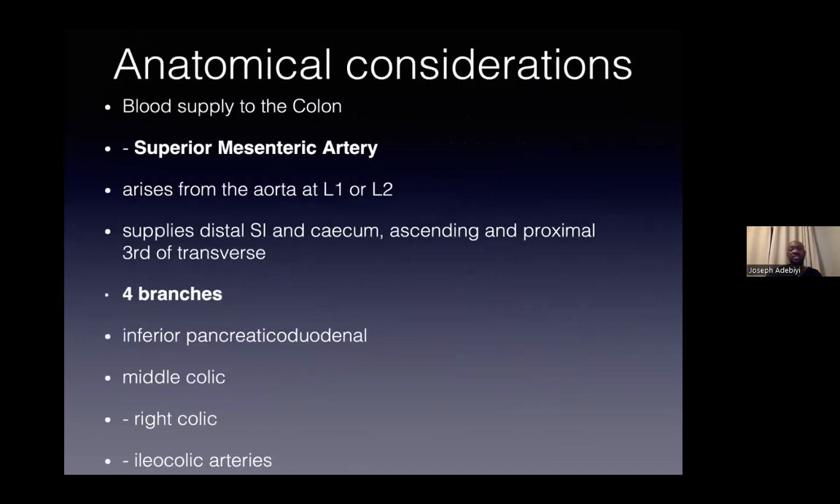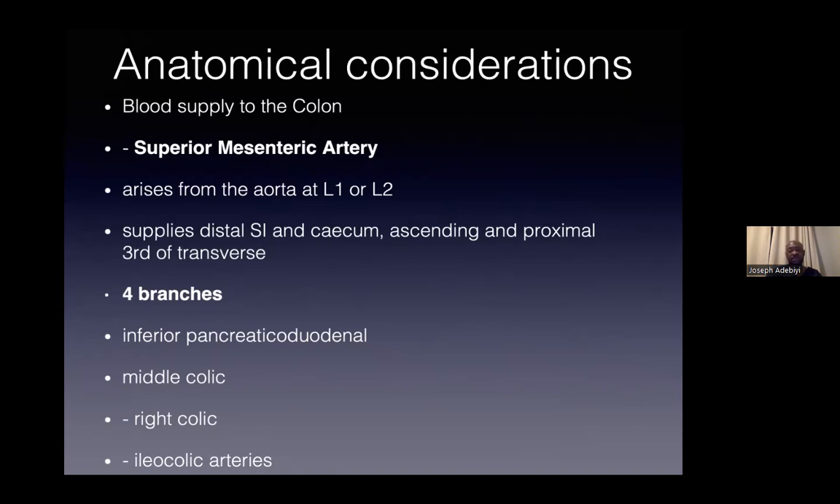This has been described as idiopathic or spontaneous ischemic colitis. So having a quick look at the anatomic considerations. The major blood supplies to the colon are the superior mesenteric artery as well as the inferior mesenteric artery. The superior mesenteric artery arises from the aorta at around the L1, L2 space. It supplies the distal part of the small intestine and the cecum, and then supplies the ascending colon up to the proximal third of the transverse colon.